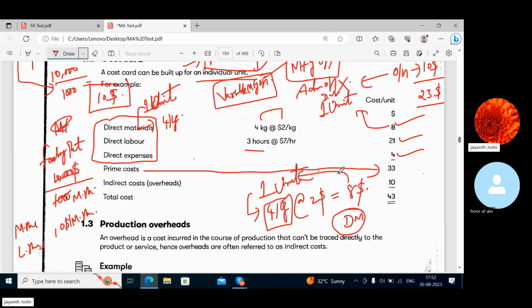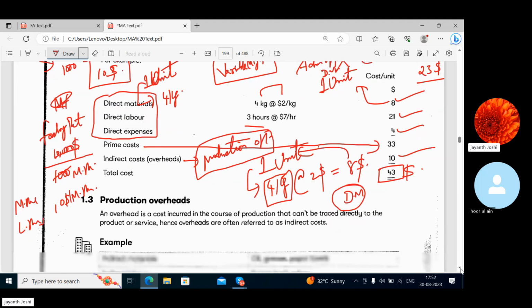Then comes the indirect cost or overheads, that is $10. They have given it per unit. So the total cost of the product is $43, right? This is a cost card. Now let me tell you, since you are finding out the cost of the product, we will only be taking production overheads. Administrative overheads are never a part of product cost. They are always a part of period cost. That means you will be showing that in the P&L account directly when you make the company's financial statements, right? Because they are not incurred in making the product.